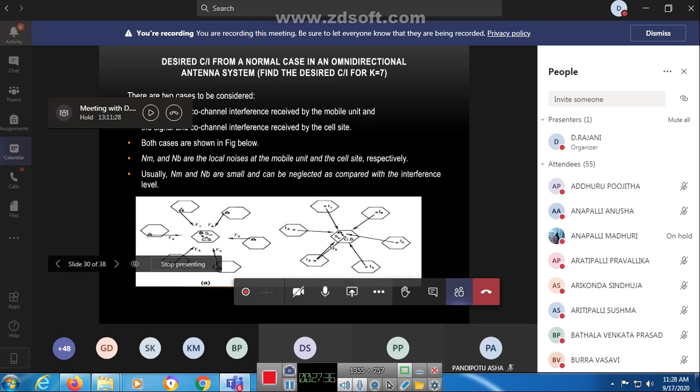So this is the desired co-channel interference from a normal case in an omnidirectional antenna system. So we will find the desired C by I for k is equal to 7. Here we can consider another concept.